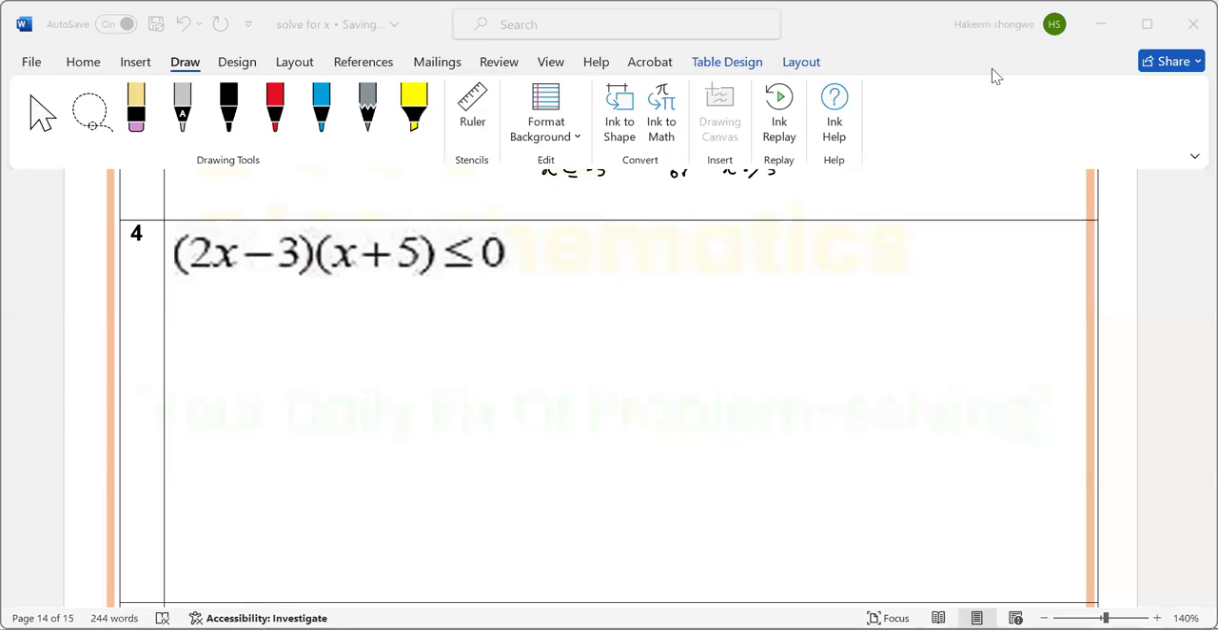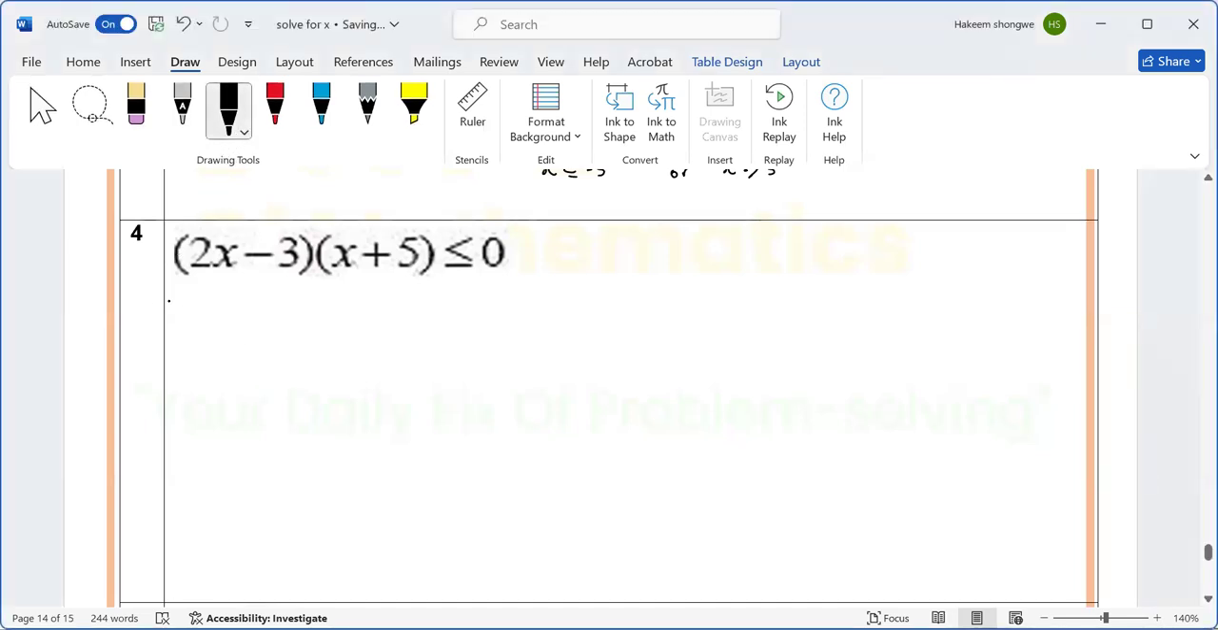Firstly, what is the first thing we must check? We must change the sign to critical values. Critical value. So we have 2x minus 3, and we have x plus 5, which is going to be 0.